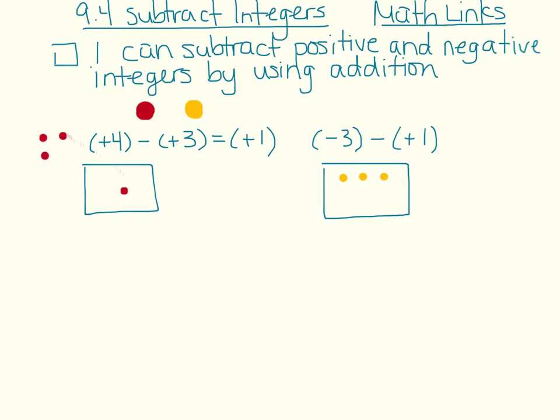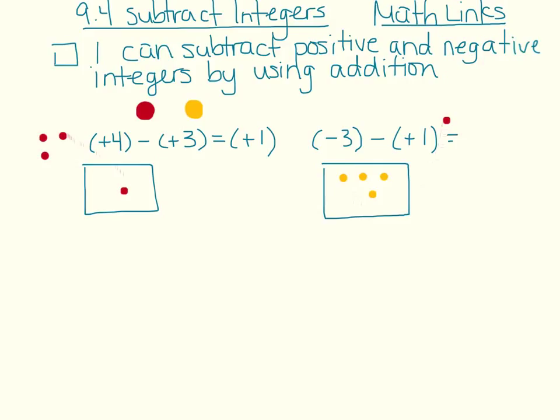In an example like this one, negative 3 minus positive 1, where there aren't actually any positive chips for me to take away, I would add a positive chip, but keep the balance the same by adding the negative chip that would make it its negative pair. When I've done that, because now I've got one positive chip that I can take away, I can see that my answer to the question is negative 4.